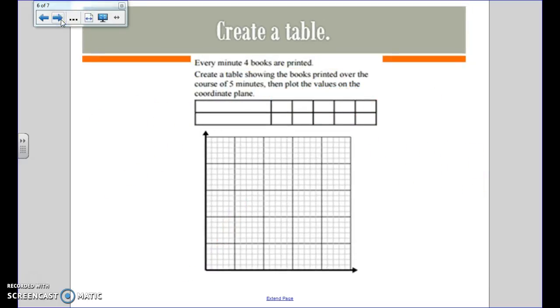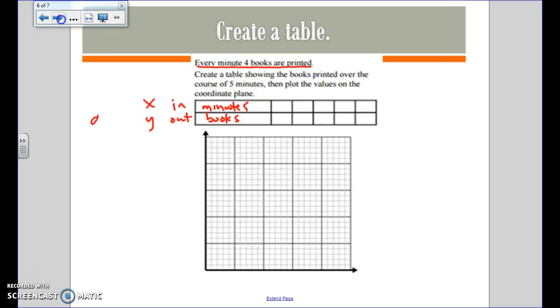In this case, it says every minute 4 books are printed. Create a table showing the books printed over the course of 5 minutes, then plot the values in the coordinate plane. So I'm going to call this minutes on the top, the input, and the books printed on the bottom, the output. So input and output. We know that would be x and that's y.